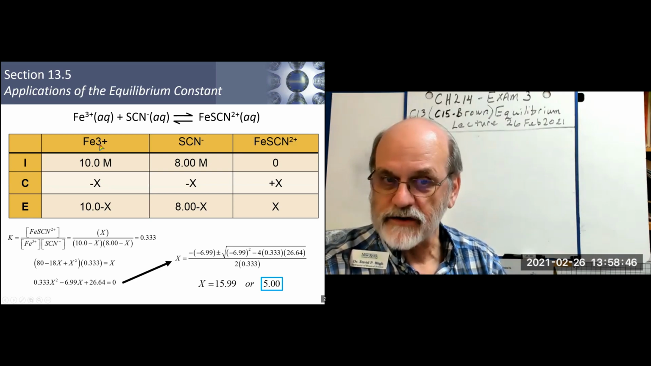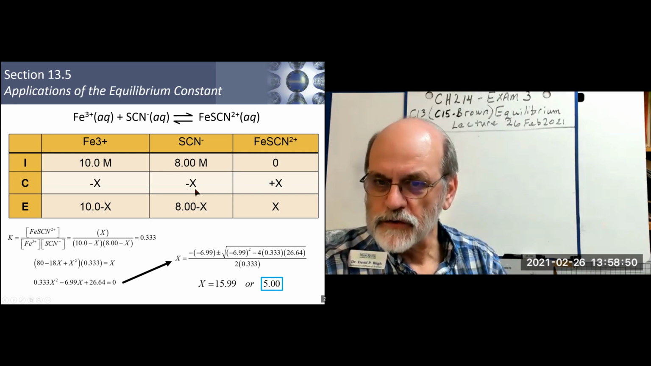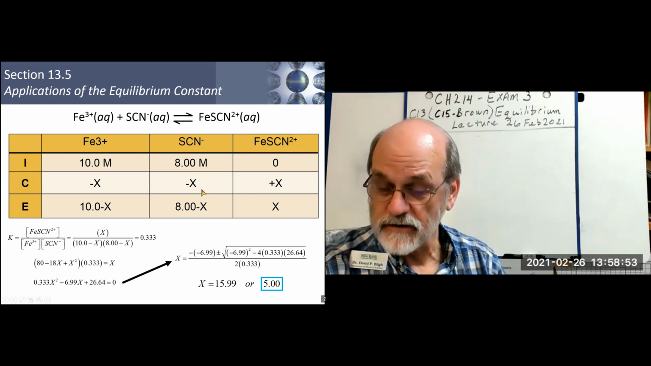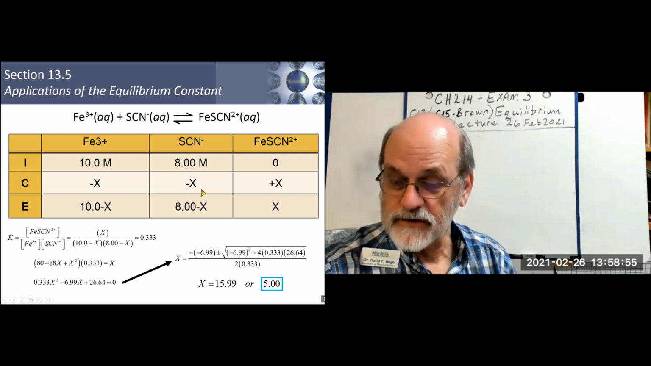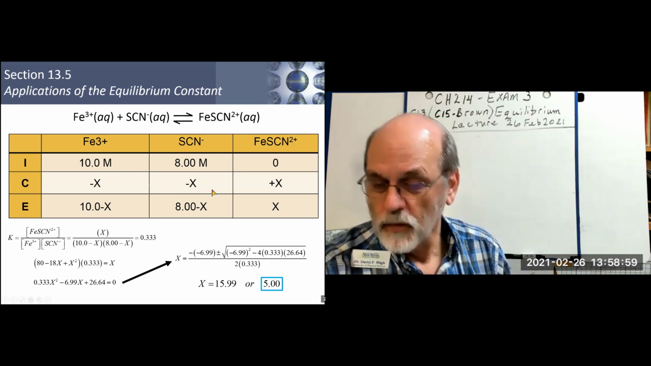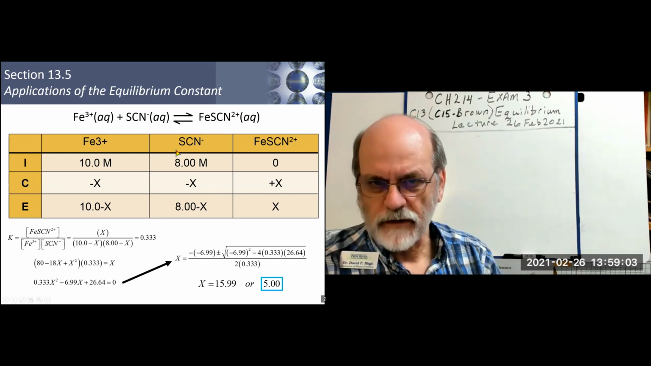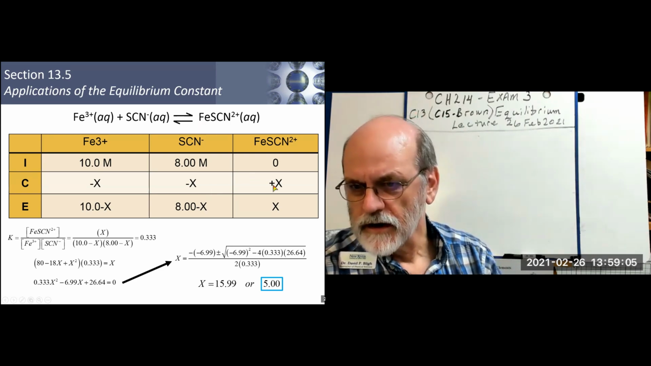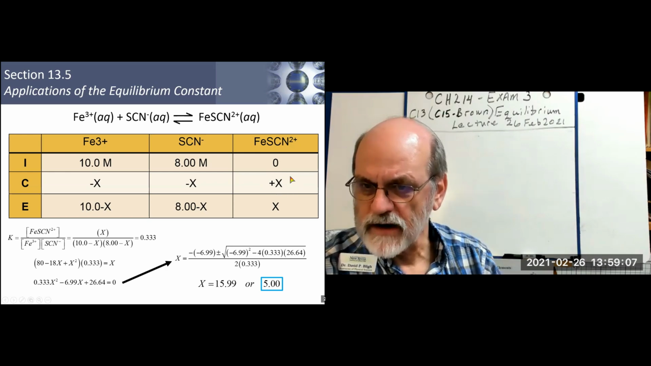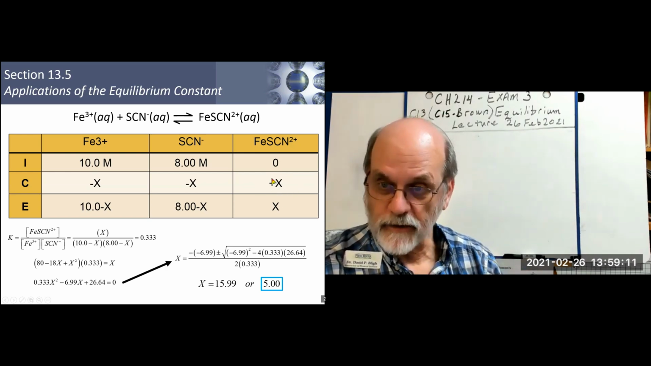We're losing X of iron, but they're 1-to-1. So we have to lose that same concentration of thiocyanate, right? So minus X and minus X there. Well, it's all 1-to-1. One of each on this side, one product. So that means what's going to show up over here is a plus X concentration for the iron thiocyanate ion.